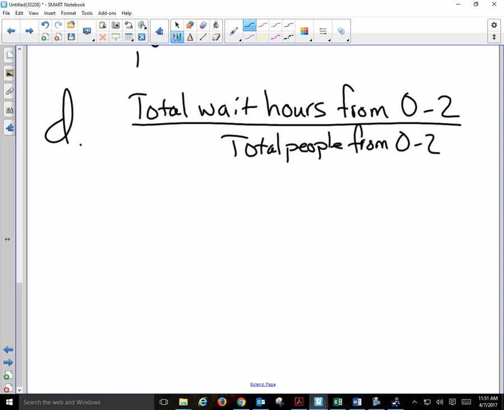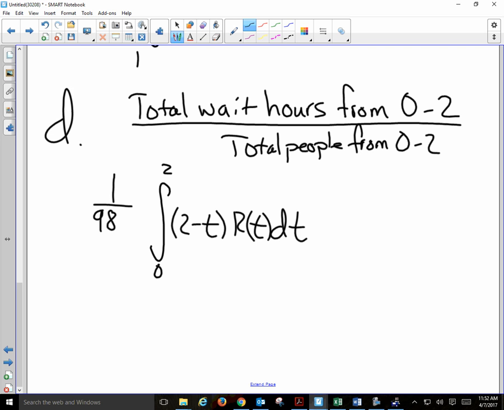Well, the total wait hours is going to be this guy that we just did, except what's different about it this time? From 0 to 2. Do we know how many people actually entered from hour 0 to hour 2? That was part, yeah. And so we're going to then take this and divide it by 980 or multiply it by 1 over 980.